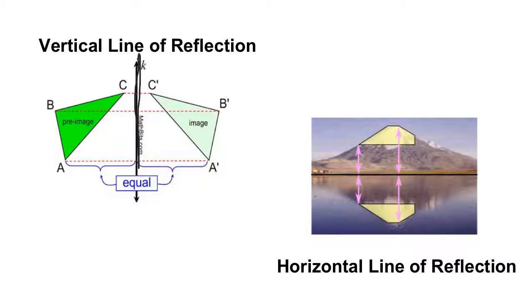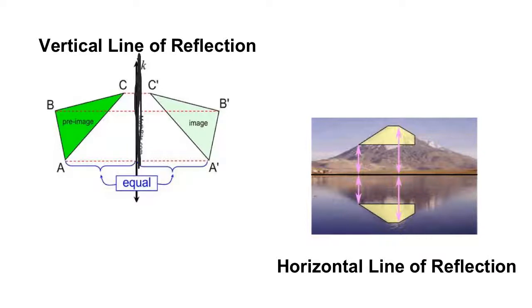And let's look at this first example. So my line of reflection is vertical. And notice I have a pre-image on the left and an image on the right. I can tell that a couple ways. First of all, it's labeled. But also if you look at your vertices, my prime marks are on the right-hand side.